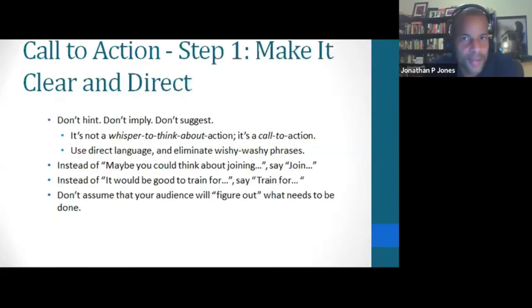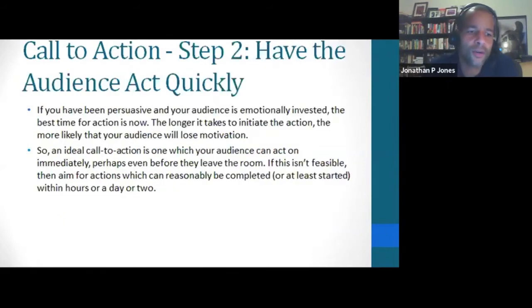So there's some steps to this, all right? It's got to be clear and direct. Don't hint, don't imply, don't suggest. It's not a whisper to think about something. It's a call to action. Do it now. Say it loud. Be proud. Use direct language and eliminate wishy-washy phrases. Instead of, maybe you could think about joining, say, join, do it now. Instead of, it would be good for you to train, just say train, just tell them what to do, okay?